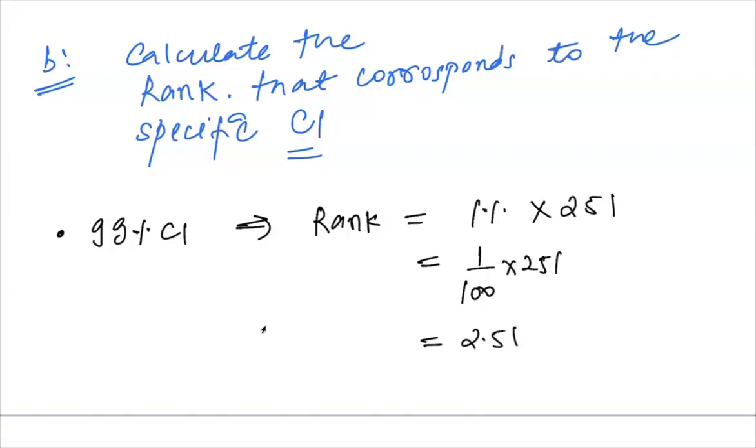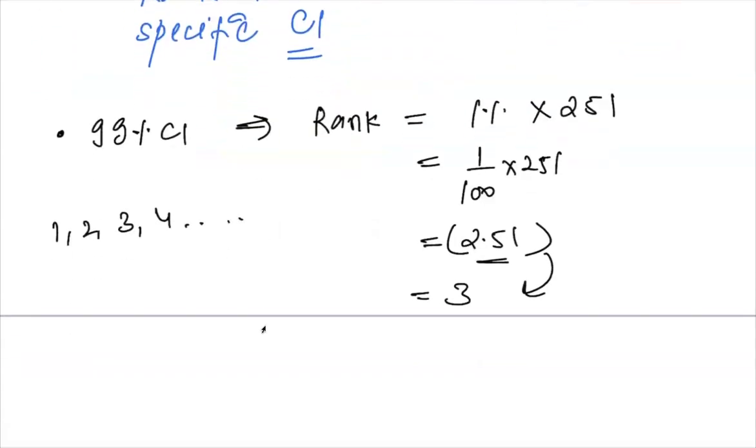2.51. Now tell me one thing, rank is always 1, 2, 3, 4, and so on. It can never be this. So what you'll do is you'll round this number up, and when you round it up, what will be this number? Rank is equal to 3, right?